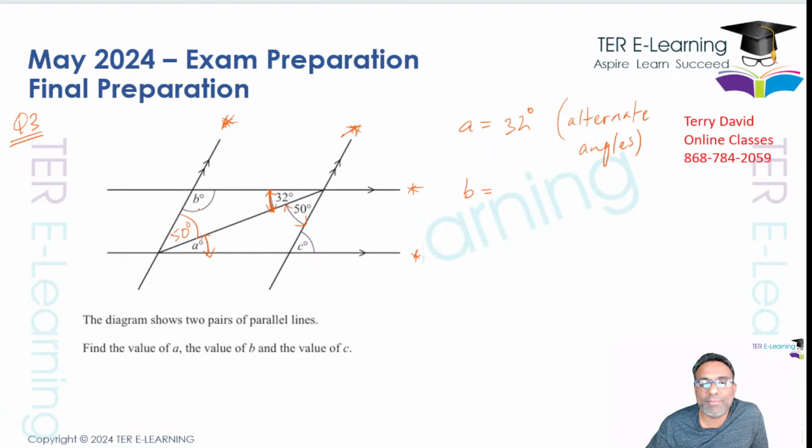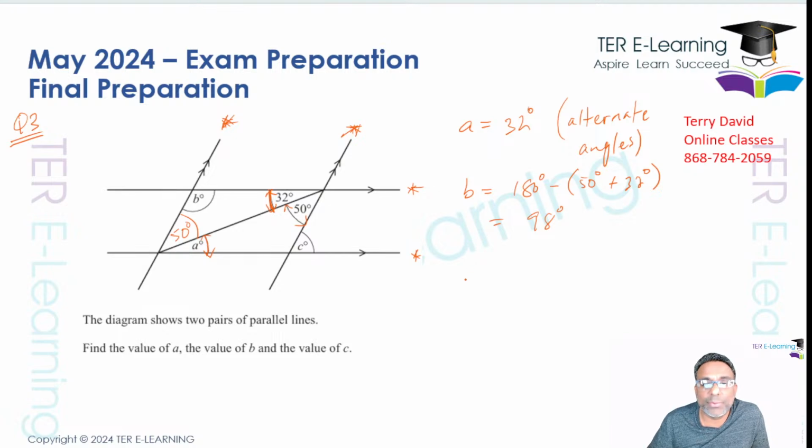So therefore I have a triangle. So therefore B is simply going to be 180 minus, let's add up the 50 plus the 32, right? So that's going to give me 98 degrees, right? So this angle here is 98 degrees, right?